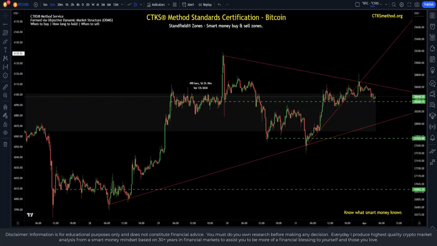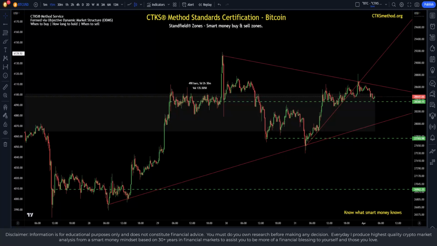We use the CTKS method to draw in our SCs or Stanfield zones. They reveal objective dynamic market structure. Objective dynamic market structure, what does it mean? Objective means that you've got a very, very specific way of doing it. It's like a scientific method. What about dynamic? Dynamic means that it moves around, and it does move around. And because it moves around, you need to be able to change your mind. And what about market structure? It literally is market structure.